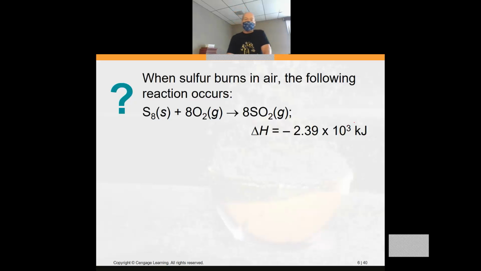All right, here's another thermochemical reaction. So here what we can say in this balanced chemical reaction is 1 mole of S8 reacts with 8 moles of O2 to produce 8 moles of SO2. And when 1 mole reacts with 8 moles to give 8 moles, then your delta H is negative 2.39 times 10 to the third kilojoules, exothermic reaction.